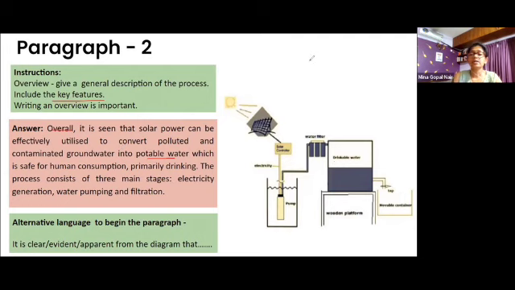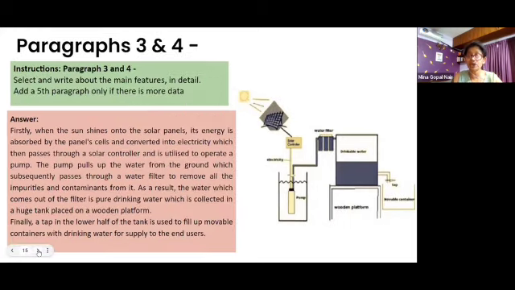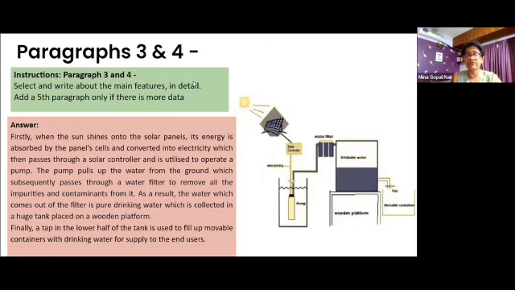Okay, great. Now we move on. What do we do in para 3 and 4? It's very simple. In para 3 and 4, you're going to explain the process, the entire process, end to end, completely in detail. Select and write the main features in detail. Add a fifth paragraph only if there is more data. This is a very short and sweet process, so you don't need a fifth paragraph. You can easily write it in just 2 paragraphs.